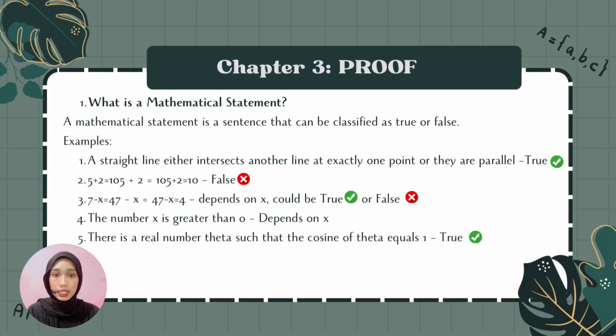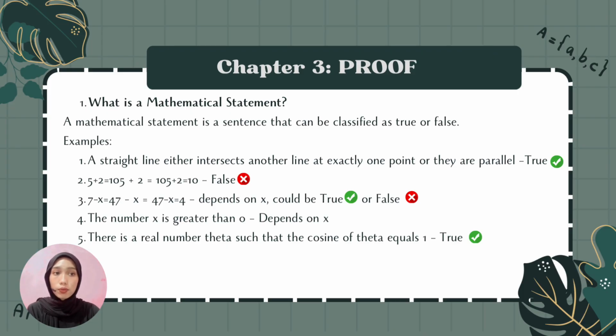What is a mathematical statement? A mathematical statement is a sentence that can be classified as true or false. For example, first, a straight line either intersects another line at exactly one point or they are parallel. The sentence is true. Second, 5 plus 2 equals 10. The sentence is false. Third, 7 minus x equals 4.